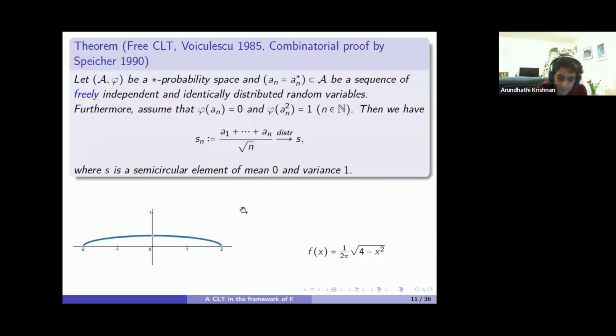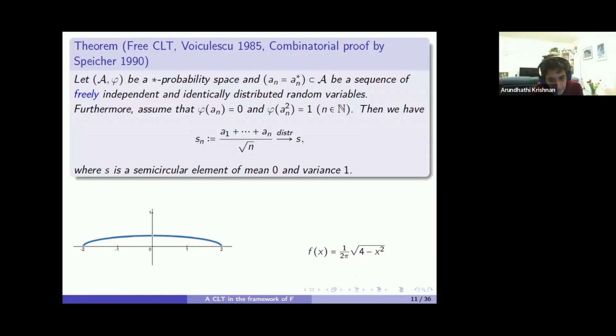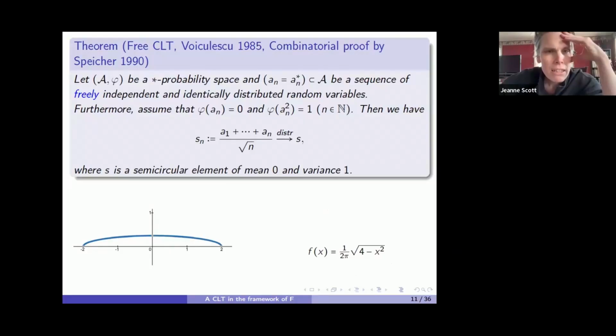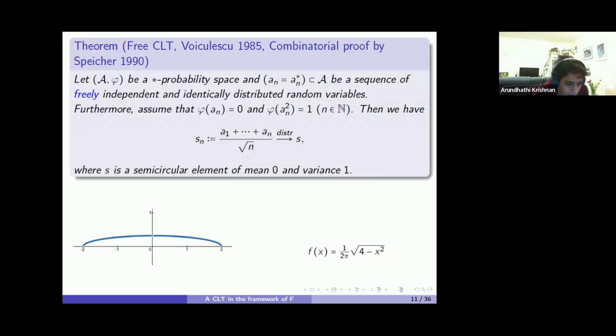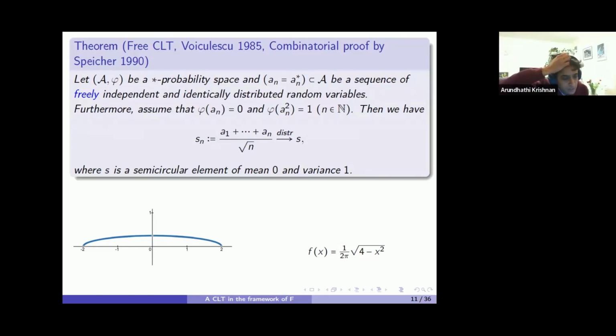Sorry. So does that mean that if you take this element S and take its powers and apply phi to it, those moments agree with the moments of the semicircle? Yes, exactly. And does this element S, is it living in some completion of A or actually in A? Sorry, not S, the element S which S_n converges to.